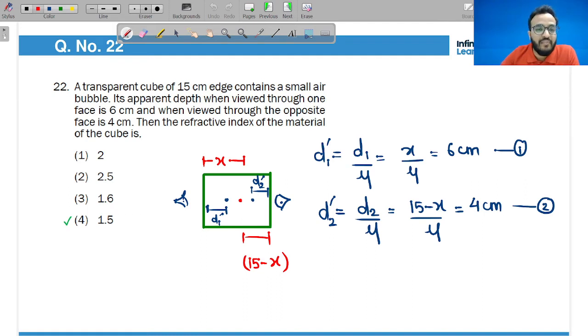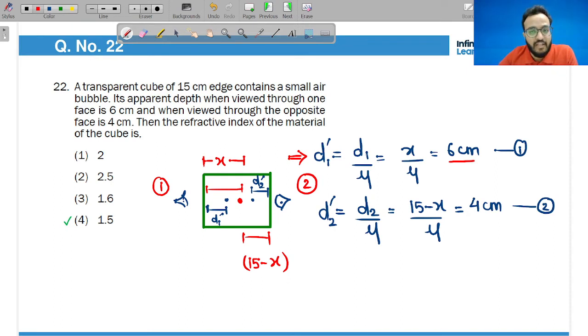Now question number 22. Now what we are doing is we are seeing the bubble inside a transparent cube made up of some material or glass like material from first phase and then from the second phase. Can you see that? So from the first phase we obtain its depth to be d1 dash, that is 6 centimeter, which is what? Obviously the depth is d1 by mu. D1 is x, let's assume it to be x. This is the bubble and this distance is x as it is given, right? This distance is x.